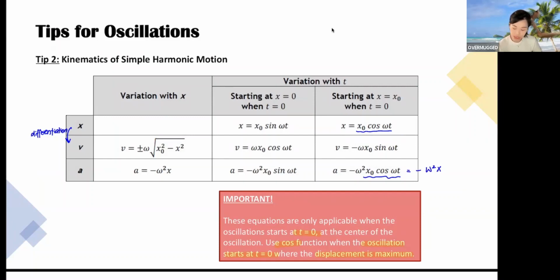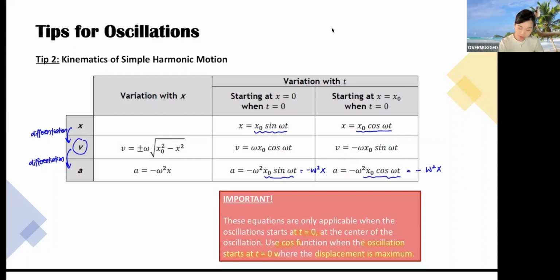Now, if my oscillation doesn't start off at the maximum displacement, meaning it's not at the amplitude but in the middle, at the equilibrium position, then we use x equals x naught sine omega t. Differentiating sine omega t gives you cosine, and that's why your velocity is omega x naught cosine omega t. Then differentiating my velocity to get my acceleration gives me negative omega squared x naught sine omega t. You realize this represents x, so at the end of the day, you still get back your simple harmonic motion equation. So understanding these values is important.